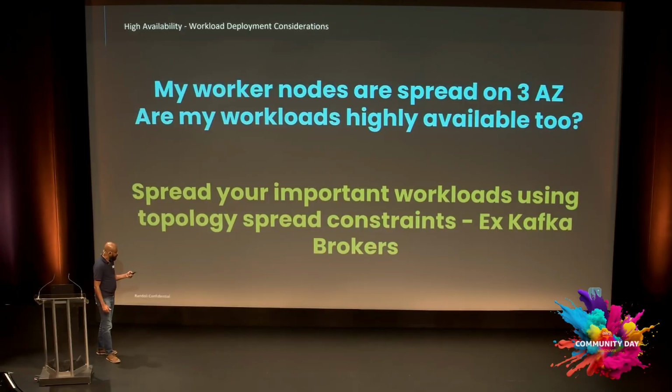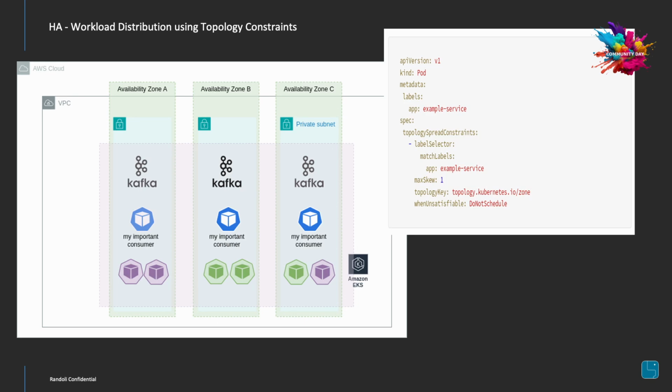Now, to do that, you have to use something called topology spread constraints. Essentially, in your spec, I've just used a very simple example there. You just tell it to use the topology key, which is going to be a label. If you create an EKS cluster, you will see node labels, and on the node labels, the zone is there. Then the scheduler will use that to place your Kafka brokers, or whatever important workload you have, across the 3 availability zones.